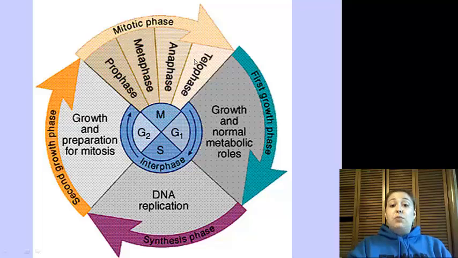Mitosis has 4 parts to it: prophase, metaphase, anaphase, telophase. And then directly after it, that's not shown here, is known as cytokinesis. Cyto meaning cell, kinesis meaning to split.